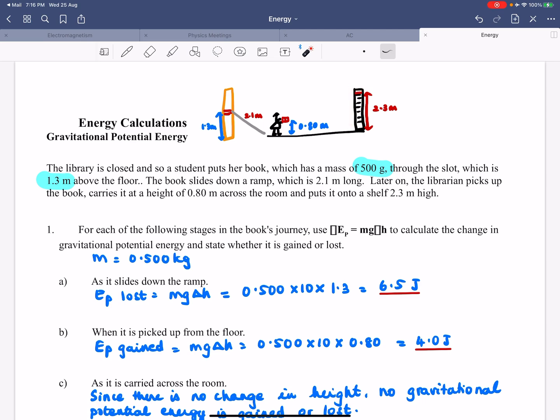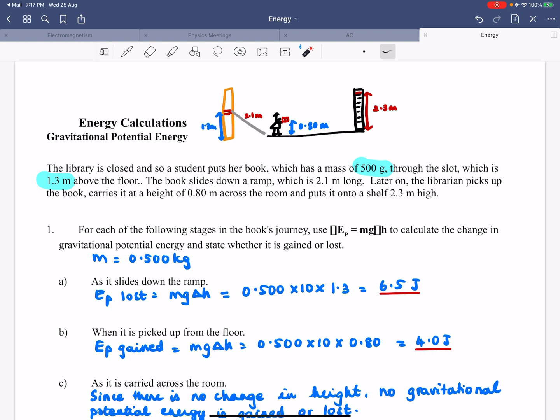So for each of the following stages in the book's journey, use EP equals mg delta h. It's actually delta EP. My thing didn't convert the deltas properly. So the triangle looks like this, but it's supposed to be a triangle. Calculate the change in gravitational potential energy and state whether it is gained or lost.